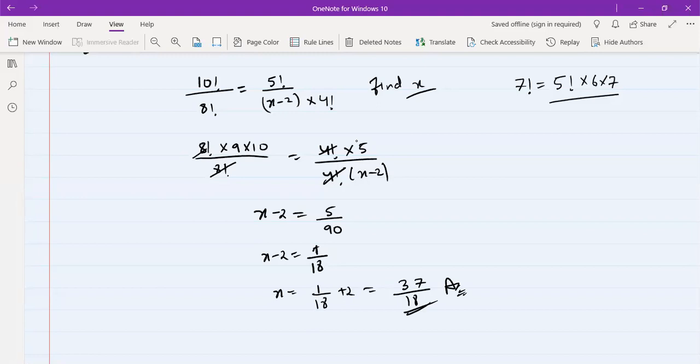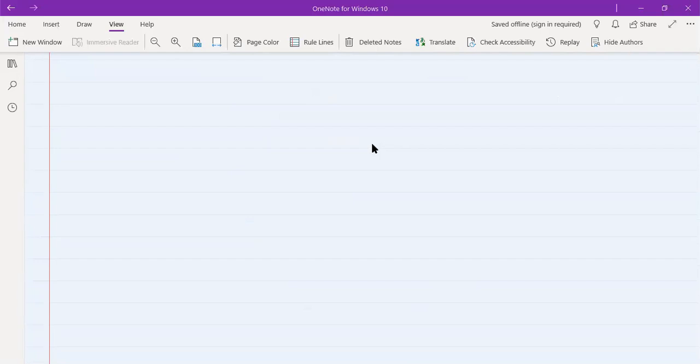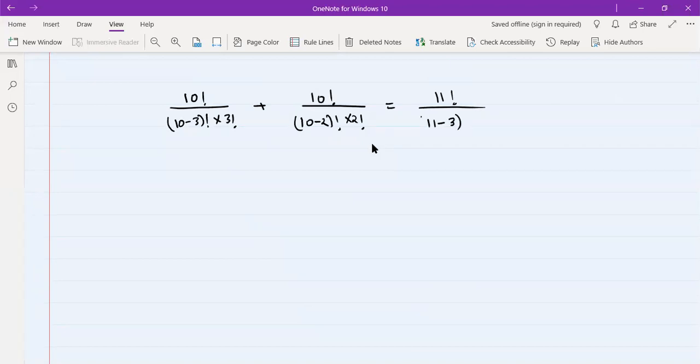So I hope all of you know how to use this. Okay, now try to solve this. 10 factorial divided by (10 minus 3) factorial into 3 factorial plus 10 factorial divided by (10 minus 2) factorial into 2 factorial is equal to 11 factorial divided by (11 minus 3) factorial into 3 factorial. Prove this.